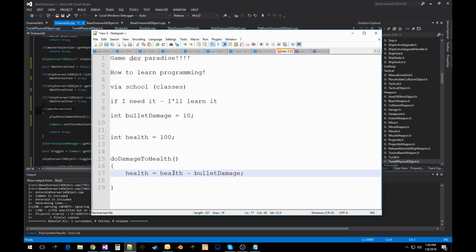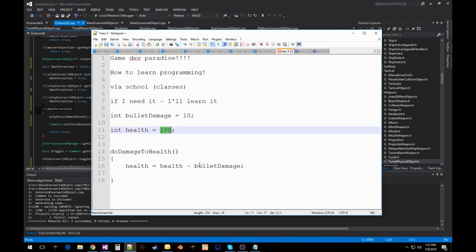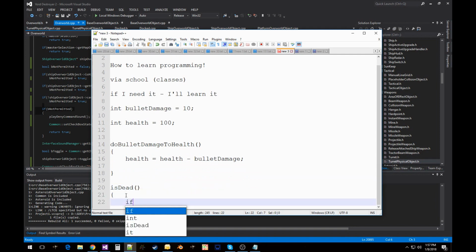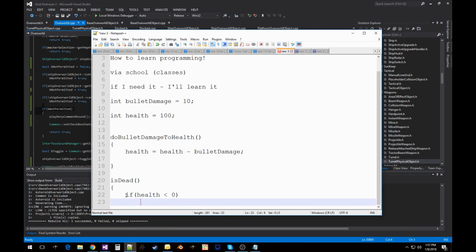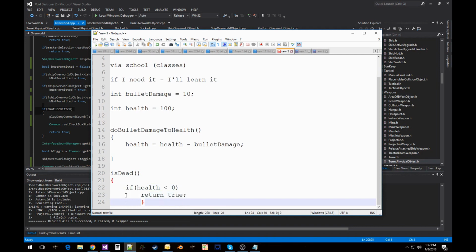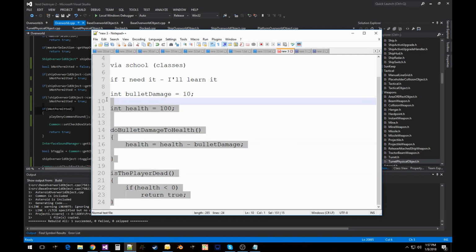and do something like this, well, now it made sense to me. Bullet damage is 10, health is 100. When you do bullet damage to health, then you subtract bullet damage from health, right? And somewhere else you would do something like this. Is the player dead? If health is less than 0, then true, right? Then player is dead. So this made sense to me, and I could learn programming.